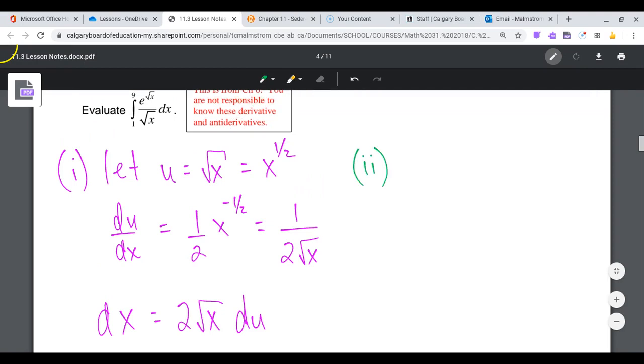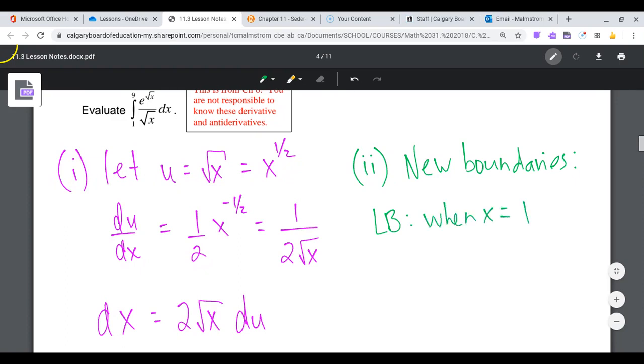I need to find the new boundaries. Okay, so what are my new boundaries in terms of u? So I'm going to do my lower boundary. When x was equal to 1, what would u be equal to? Well, I said that I'm letting u equal the square root of x. So the square root of 1 is 1. So it turns out that my lower boundary is going to stay the same.